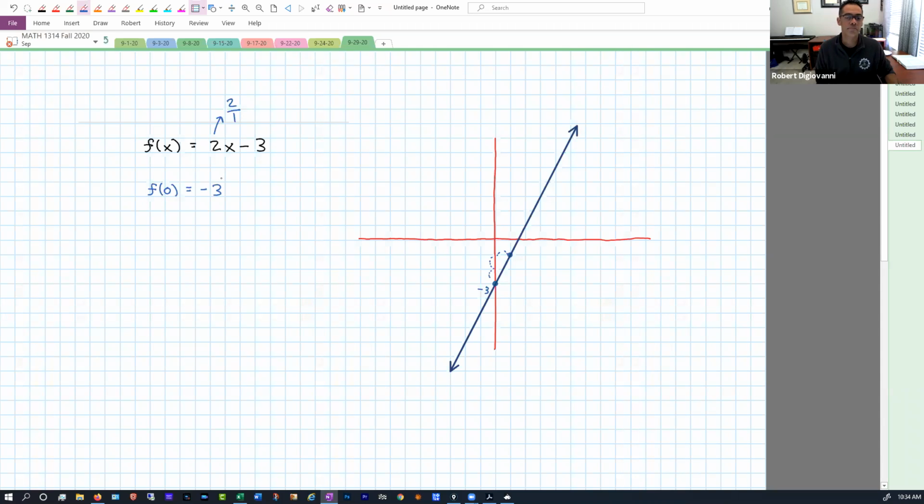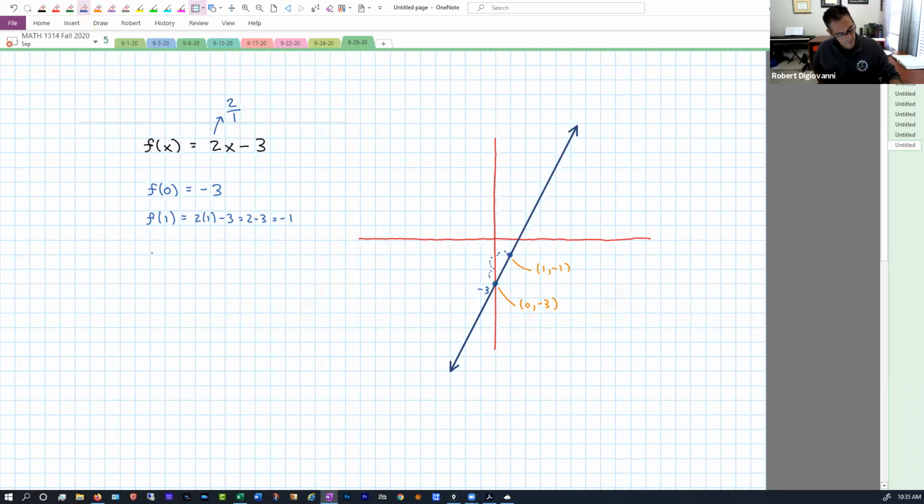Everyone agree? So I want to point out that on our graph, that's this point right here. 0 went in, -3 came out. All right, what about this? What's f of 1? Let's plug 1 in. 2 times 1 minus 3. That's 2 minus 3, that's -1. So that point is actually this point. Go to the right 1, you go down 1. Does everyone see that? Right 1, down 1.